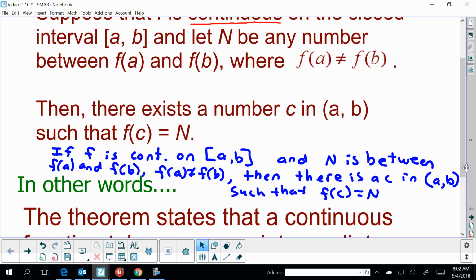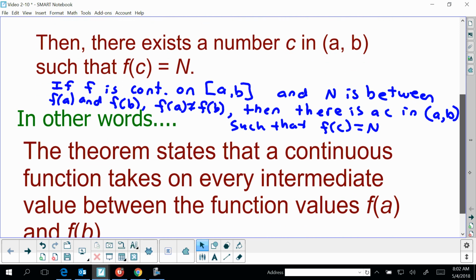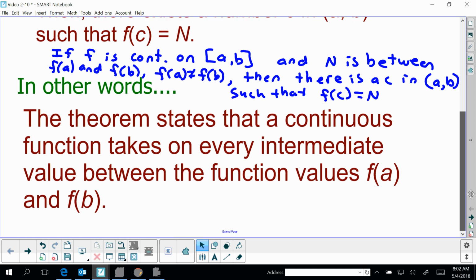Again, that's starred because you need to make sure you know that definition exactly. You could be tested on that on quizzes, tests, the final exam, things like that. So let's talk about what this means. f is continuous, so there are no jumps or holes on a closed interval [a, b], which means our endpoints should be closed circles. And n is between f(a) and f(b). Well, f(a) and f(b) are y values, so n is a y value.